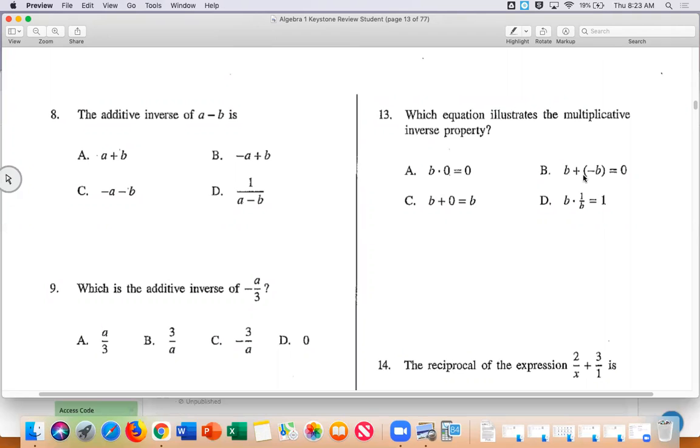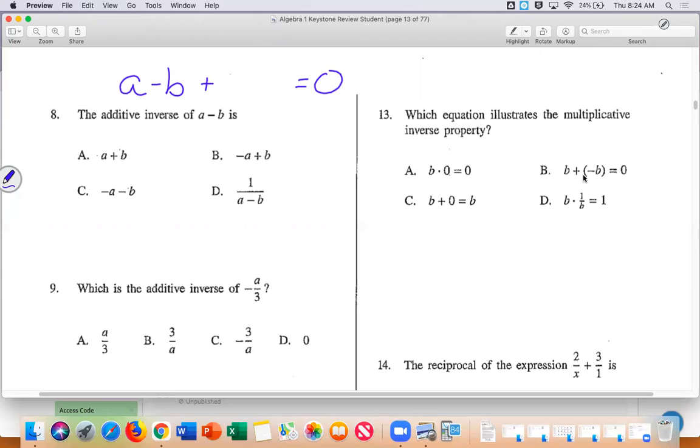Okay. When I add something, okay, and I add its inverse. So pick a number, Harshan. 4. What's the inverse of 4? What's 4 plus negative 4? 0. Now, when I'm asking you, Harshan, what is the additive inverse of A minus B? Okay. I want to know this, Harshan. A minus B plus something equals 0.